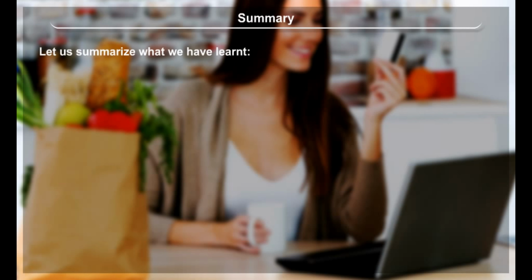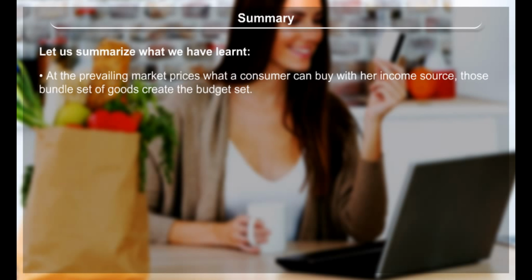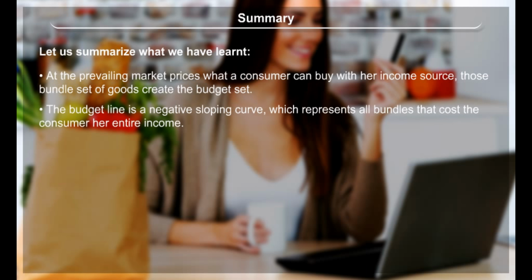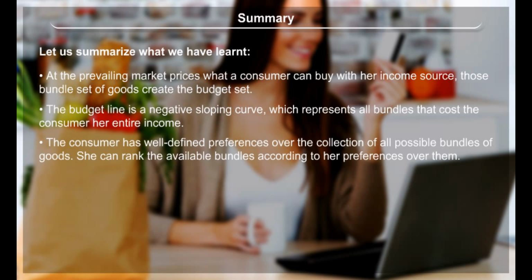Summary. Let us summarize what we have learned. At the prevailing market prices, the bundles of goods that a consumer can buy with her income create the budget set. The budget line is a negative sloping line, which represents all bundles that cost the consumer her entire income. The consumer has well-defined preferences over the collection of all possible bundles of goods. She can rank the available bundles according to her preferences.